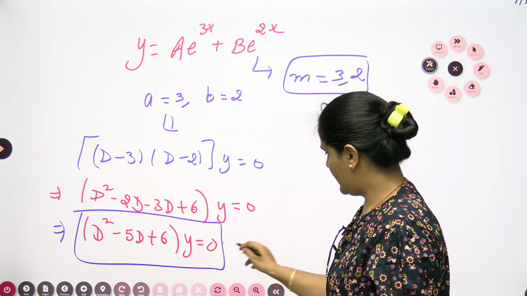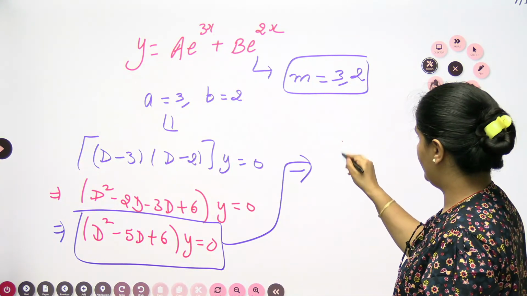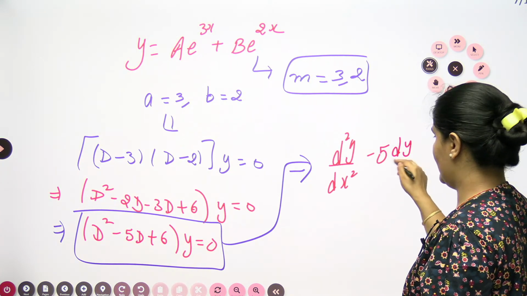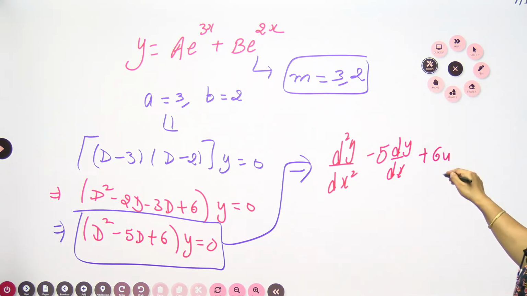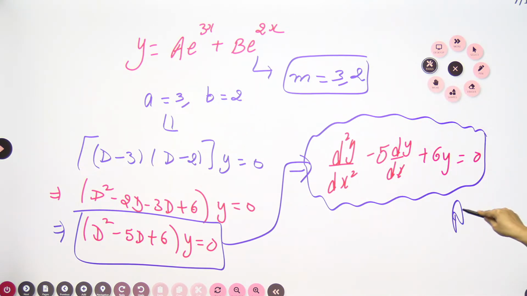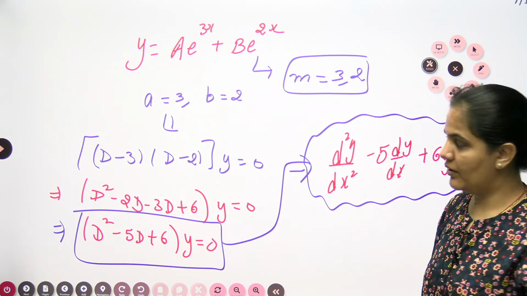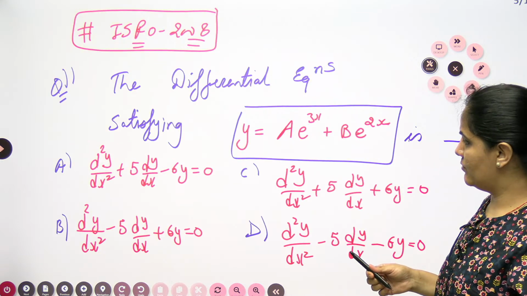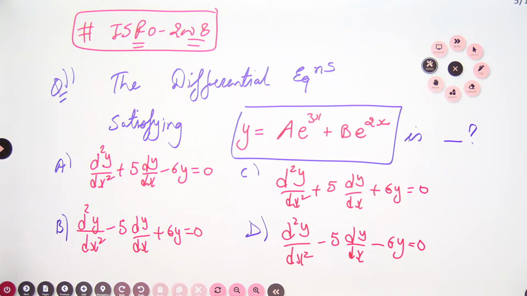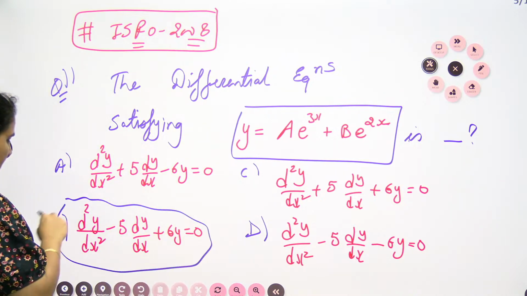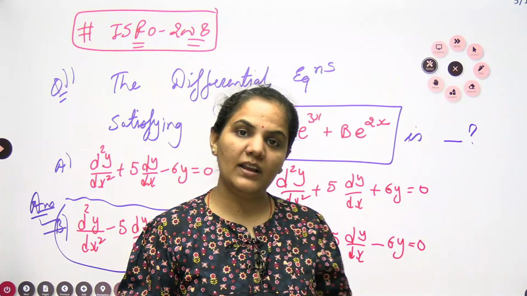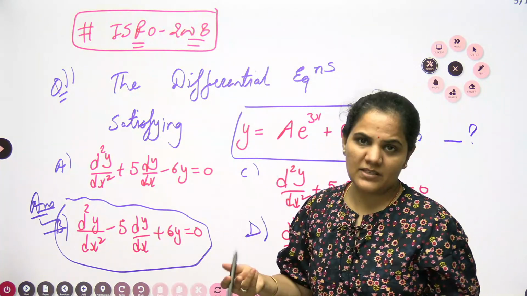If I want to write this in the general form, my general form will be d2y by dx2 minus 5 dy by dx plus 6y equals 0. Alright, so look here, d2y by dx2 minus 5 dy by dx plus 6y equals 0, which I can see in option B. This will be my answer. So I can go with this one very easily, as we know this is a very basic thing also.